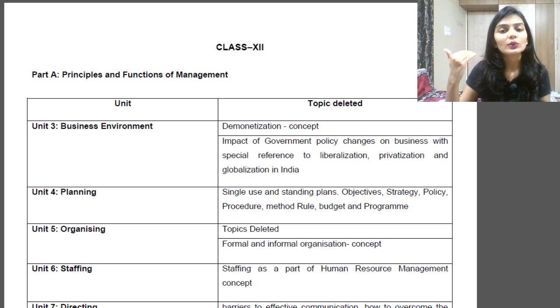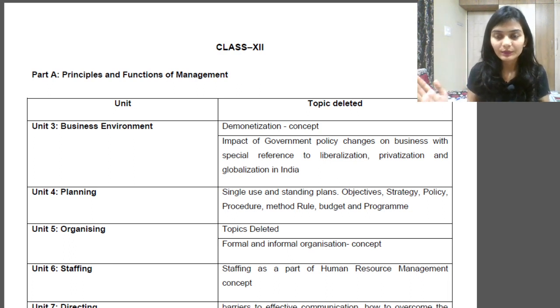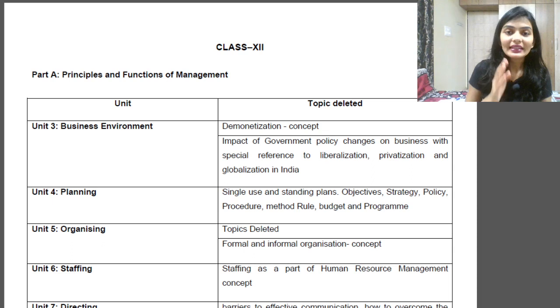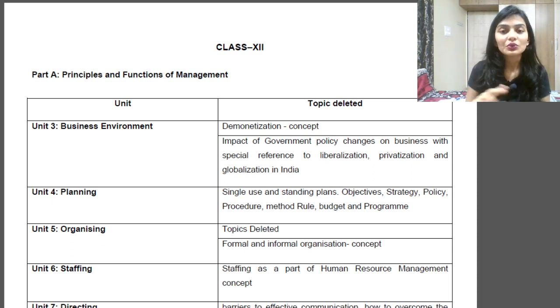Okay, so first we start with the 12th standard. Now in 12th standard, you have two books for your business studies. Part A, Principles and Functions of Management, and your Part B. Now in your Part A, your Chapter 1 and Chapter 2 are untouched. That means nothing is deleted from them. They stay as they are.